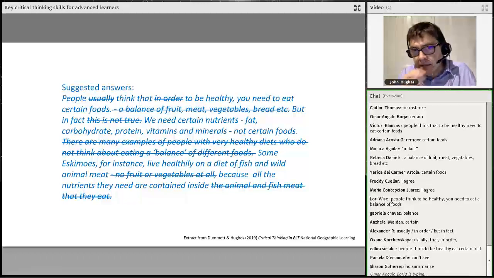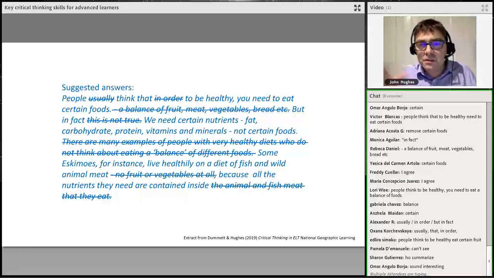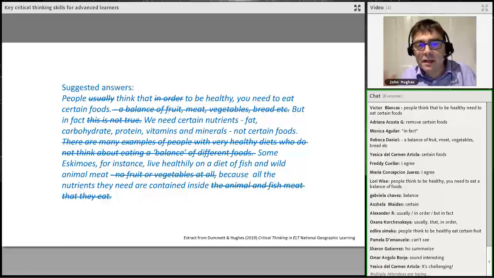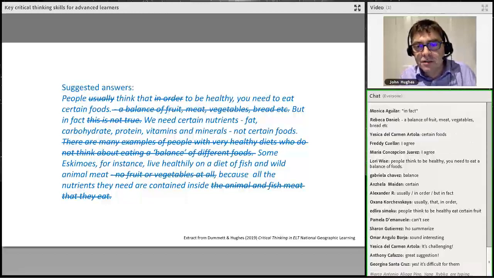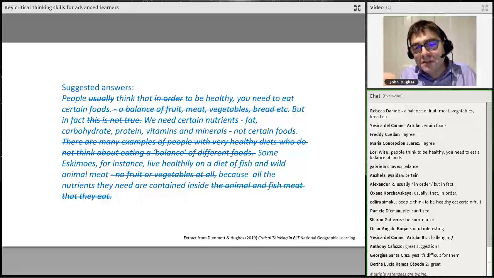Okay? Remember, this is a difficult skill even in your own language, so we have to work slowly with students. It's no good saying go and summarize a reading text if you haven't introduced how to actually do it. As Jessica's just said, it's challenging. Yes, it's difficult. But I think this is quite a helpful step.